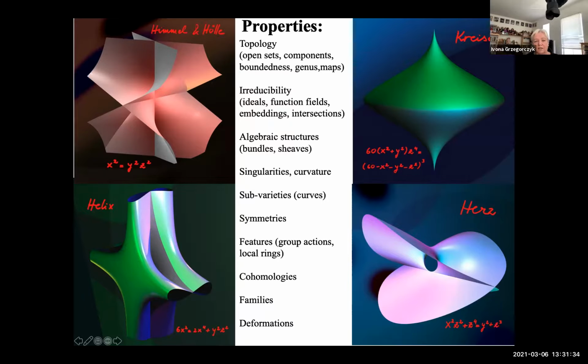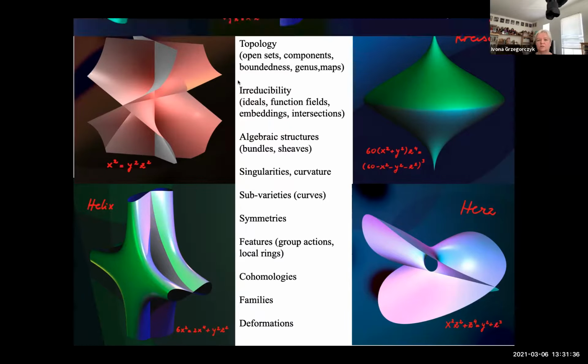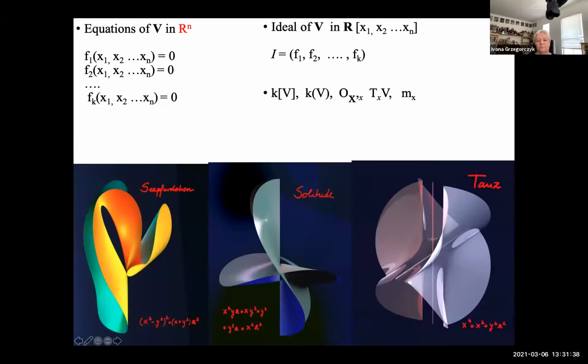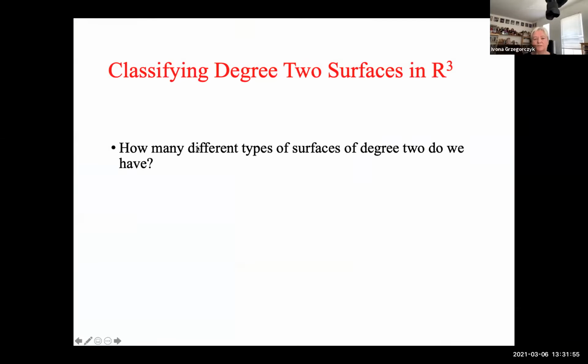You may have a line that's on the surface, and so on. So there are a lot of things that you can study. They are all given by equations. Usually you study them in R3, so they are given by one equation, but it could be that you have more equations and cut them out from the bigger space. But that's the basic stuff that we study.